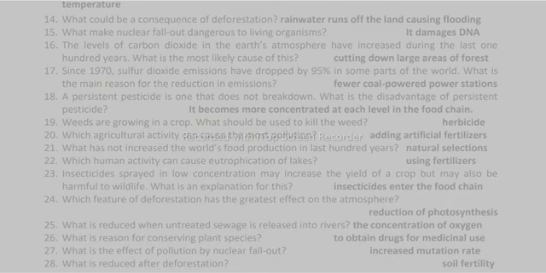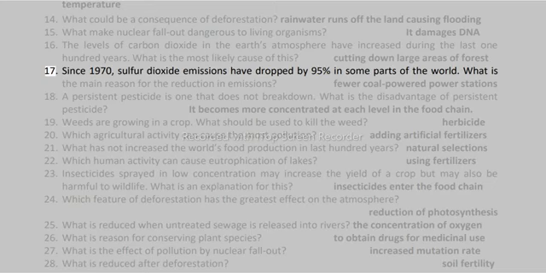14. What could be a consequence of deforestation? Rainwater runs off the land causing flooding. 15. What makes nuclear fallout dangerous to living organisms? It damages DNA. 16. The levels of carbon dioxide in the Earth's atmosphere have increased during the last 100 years. What is the most likely cause of this? Cutting down large areas of forest.